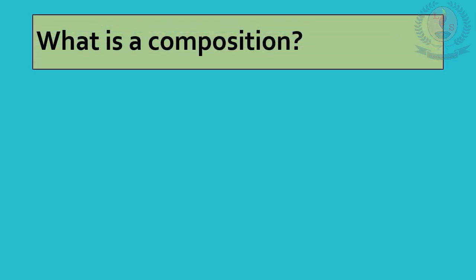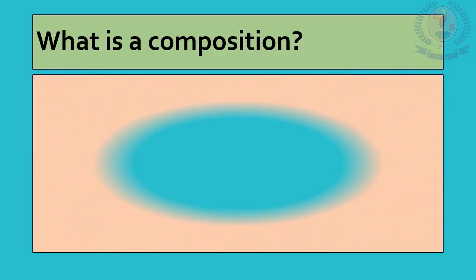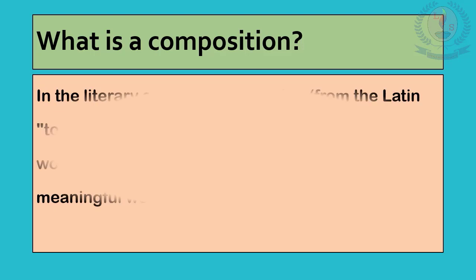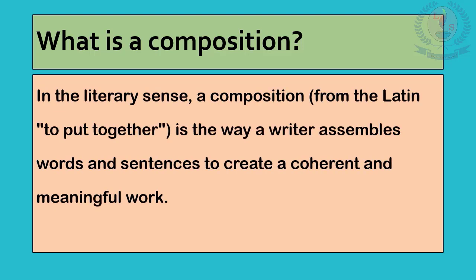Hello my dear students. Before beginning the lesson, I want to recall what you have learned in the first and second terms about composition. What is a composition? Here's the definition. In the literary sense, a composition, from the Latin to put together, is the way a writer assembles words and sentences to create a coherent or a clear and meaningful work.